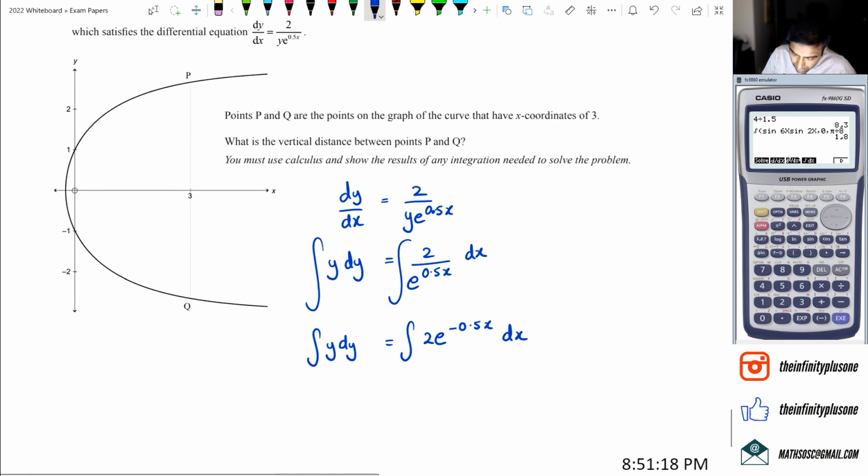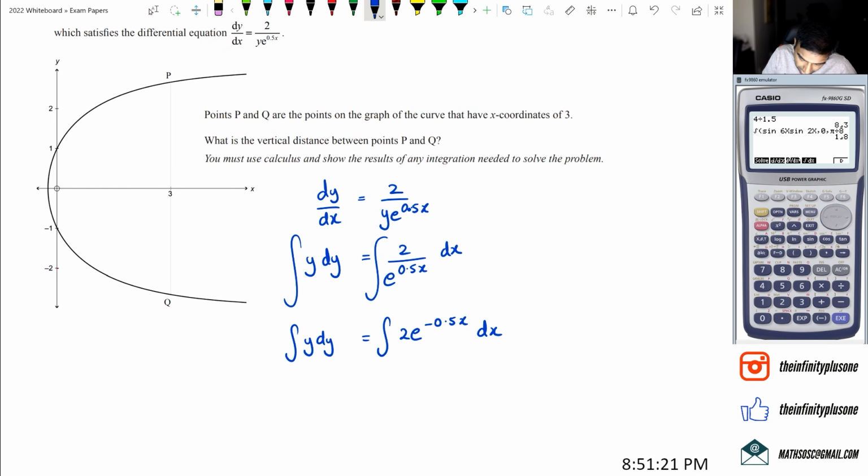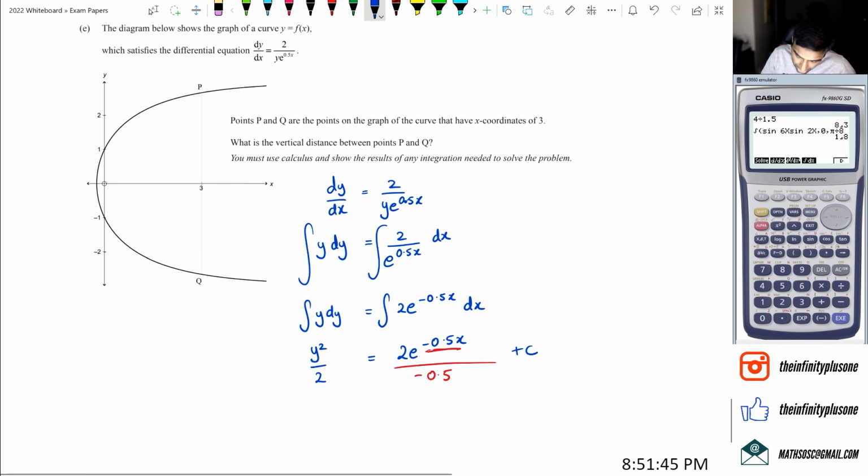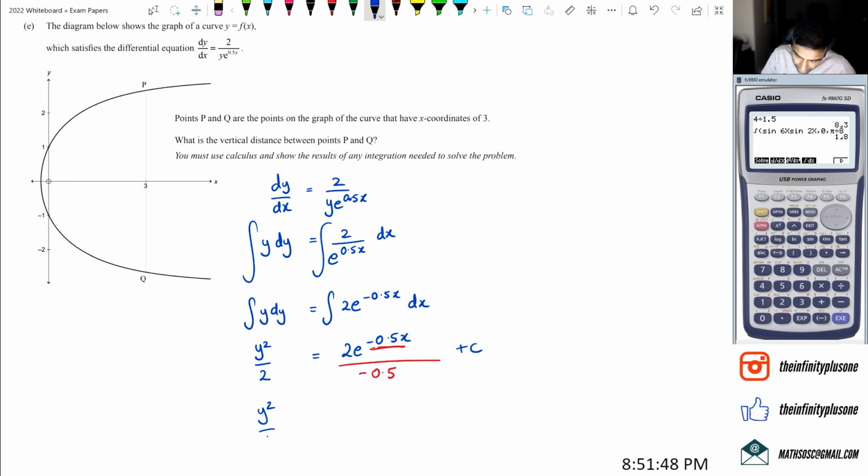So now I'm going to integrate the functions. On this side, I've got y squared over 2 equals, when you integrate exponential functions, you write everything as is. So 2e to the negative 0.5x. But of course, you've got to divide by the derivative of whatever the power is, which in this case is negative 0.5. And of course, we've got to put the plus c. So I've got y squared over 2 equals 2 divided by negative 0.5 is negative 4, so negative 4e to the power of 0.5x plus c.